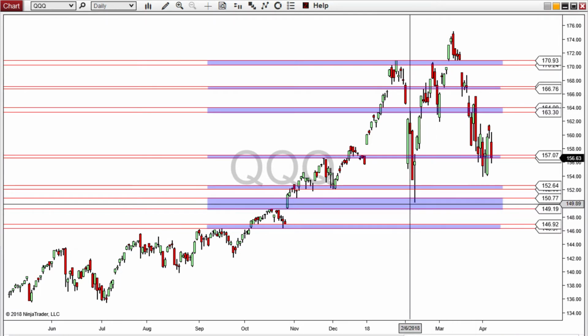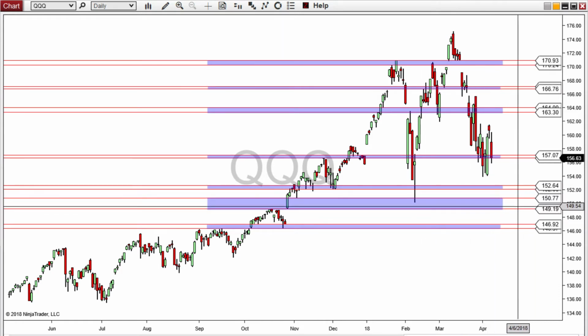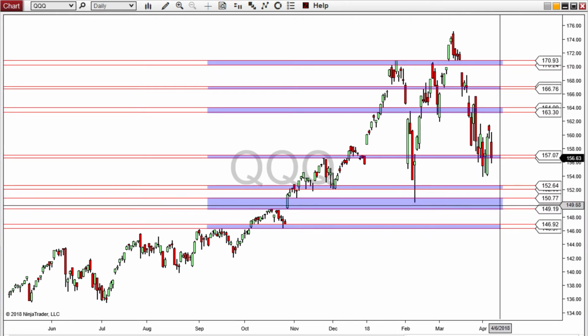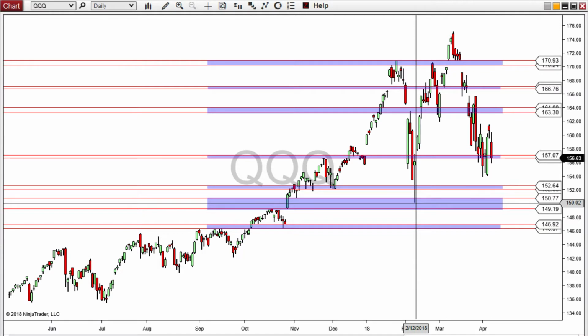You can also see there's a lot of stops they're going to run. So just be careful when it gets down here. But I do think that the price is going to go lower after it hits this point.